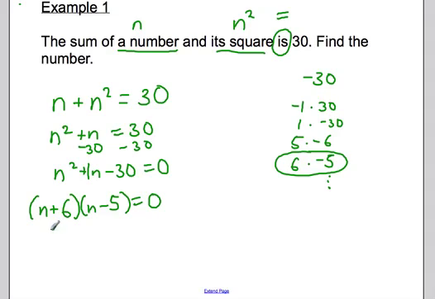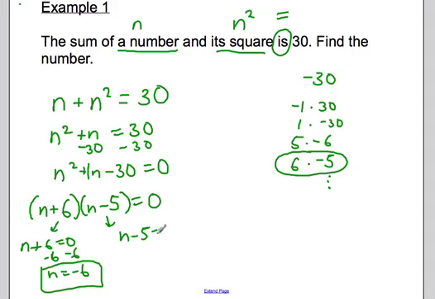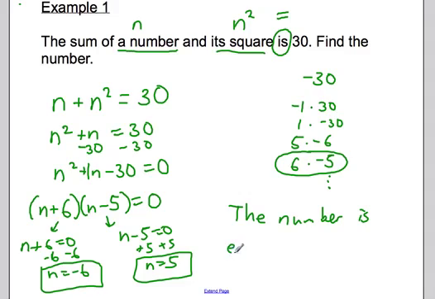So this quadratic factors to n plus 6 times n minus 5 equals 0, and we can solve each independently using the null factor law. One of these two expressions in the brackets has to be equal to 0, so n plus 6 equals 0, in which case n equals negative 6. That's one solution. n minus 5 equals 0, in which case n equals 5. That's the other possible solution. So the number in this word problem is either negative 6 or 5. So there's two possible numbers in this case.